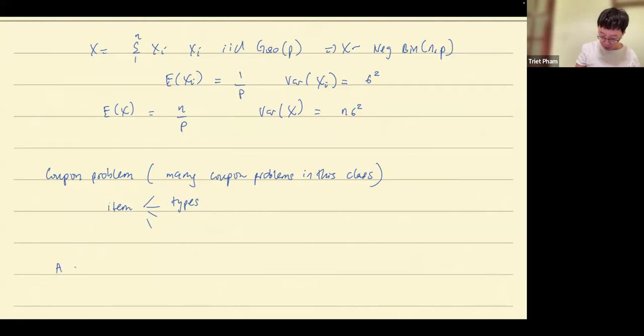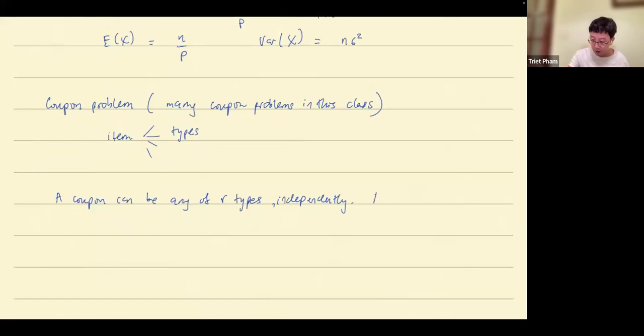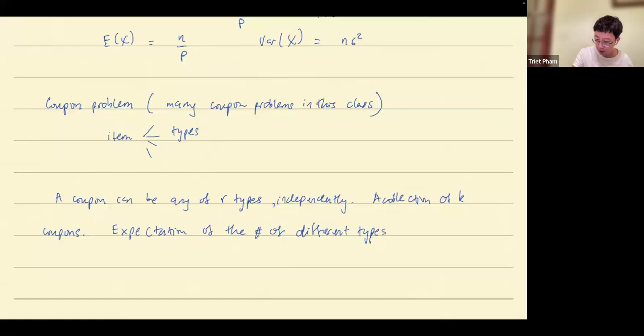Basically, a coupon can be any of R types, independently. I forgot what letter they use here. So basically, you collect coupons, and then let's say you have a collection of K coupons. Find the expectation of the number of different types in the collection.